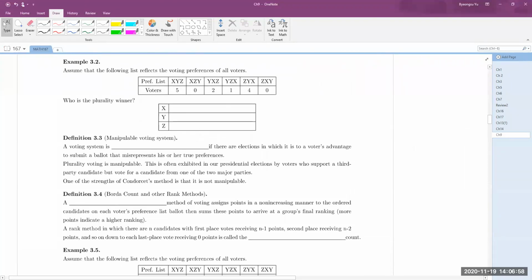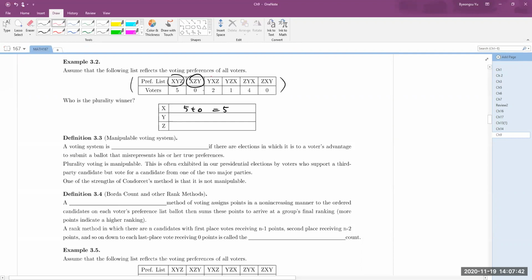So let's deal with this plurality voting with some examples. Assume that the following list reflects the voting preferences of all voters. Here it is actually the same preference list we used in example 2.3. And in this case, again, to get the plurality winner, we need to count who prefers X the most. And this is just 5 plus 0, because for these two preference lists, XYZ and XGY, the voters in these preference lists definitely think that X is the best candidate, right? So this is just 5.